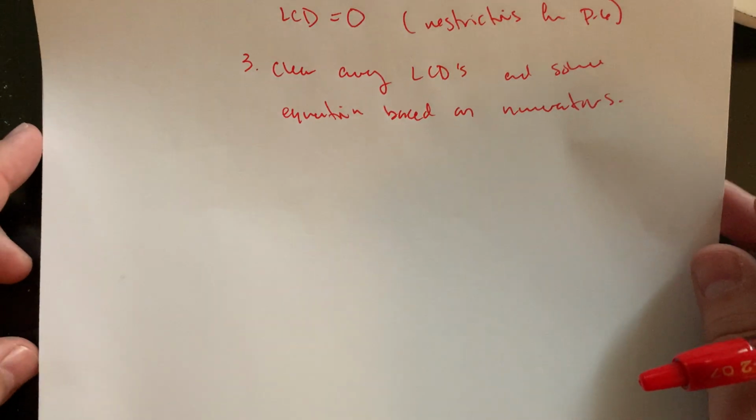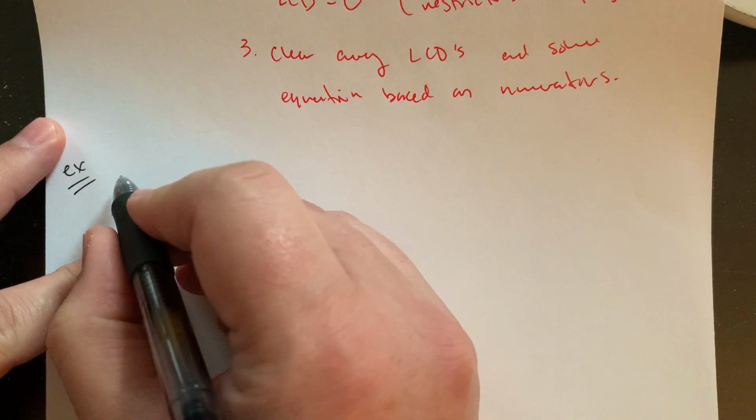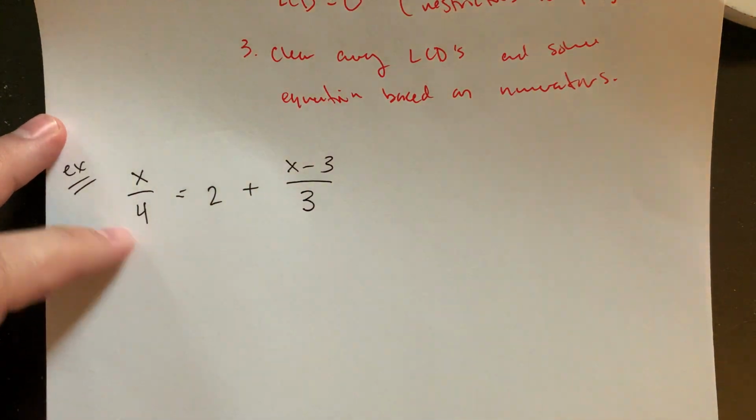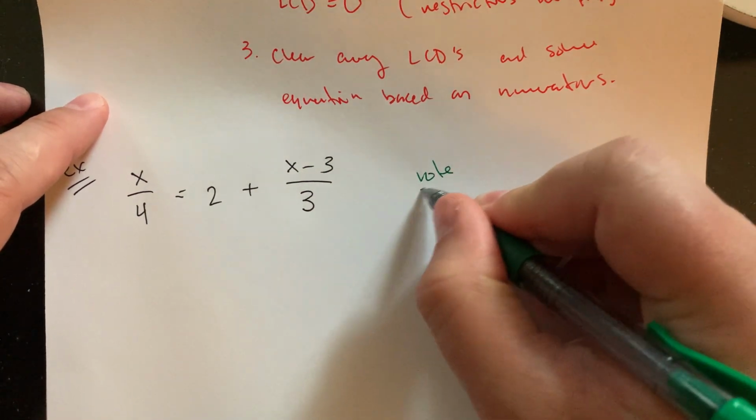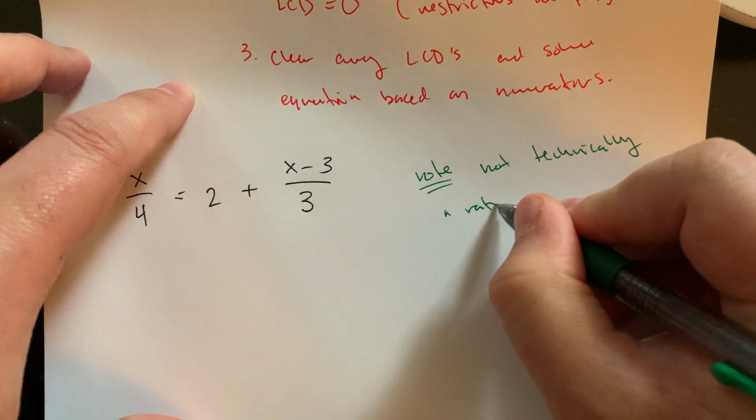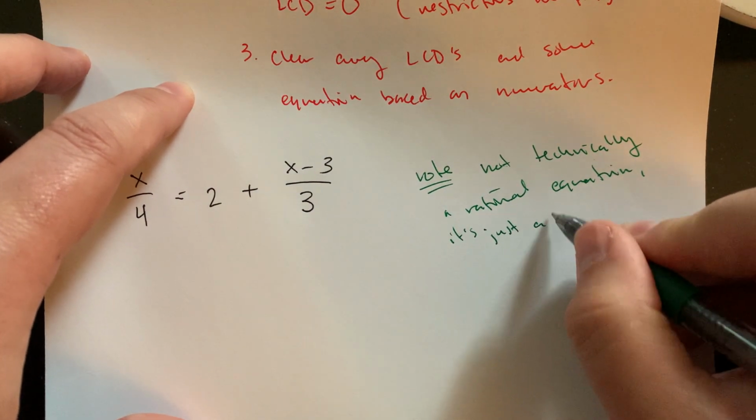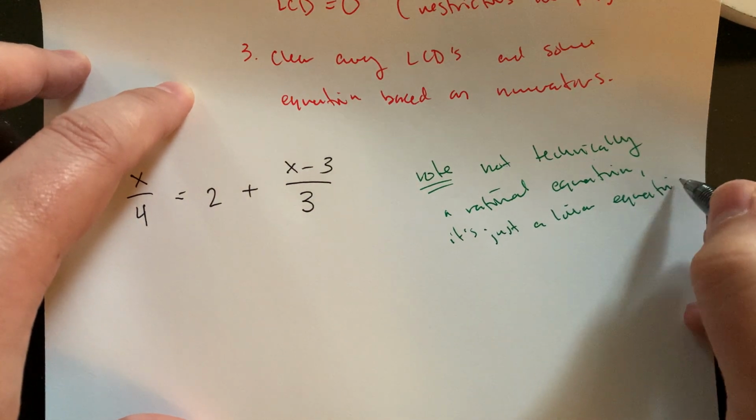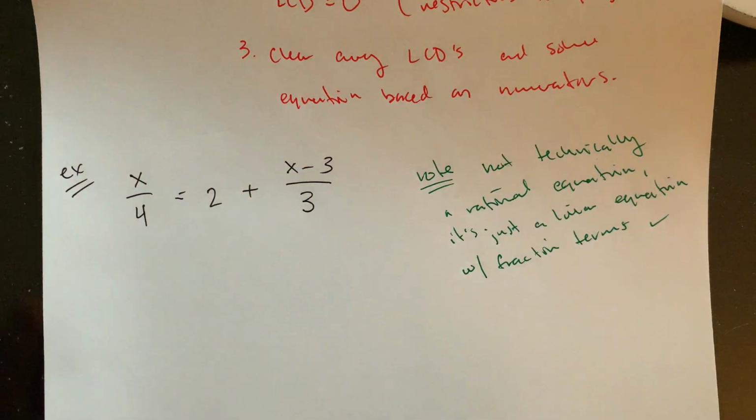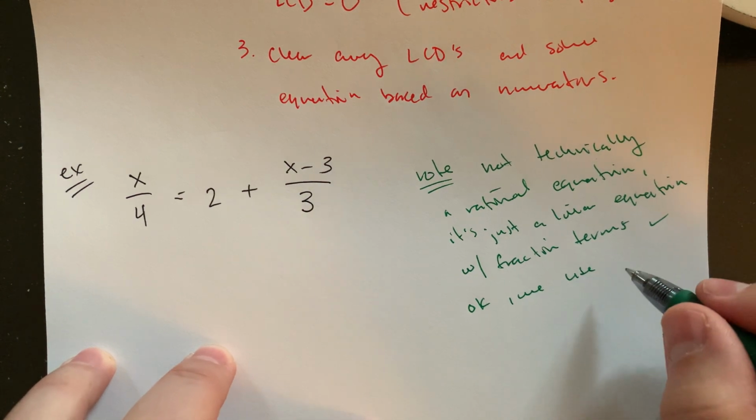So let me give you a few examples, and I'm actually going to start with one that is technically not a rational equation. So let's do x over 4 equals 2 plus x minus 3 all over 3. Note, this is not technically a rational equation. Really, it's just a linear equation with some fraction terms. But that's fine. We're actually going to use the same strategy. That's why I'm doing it here anyway.